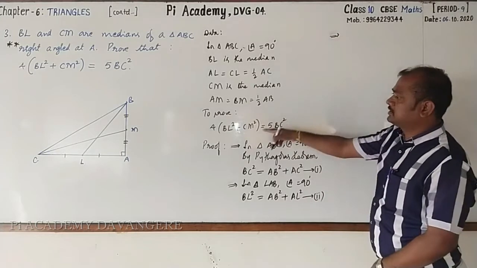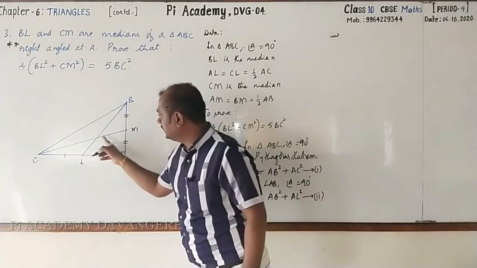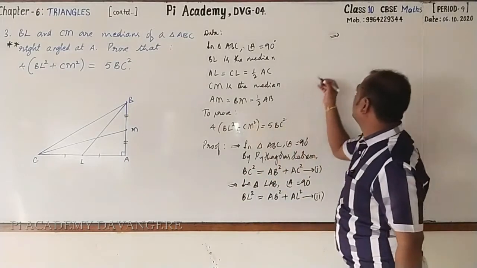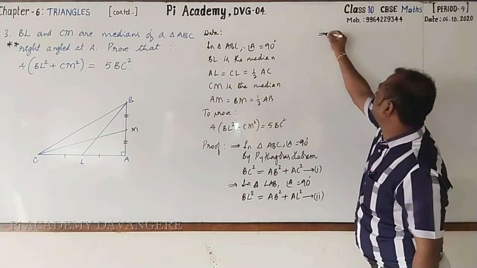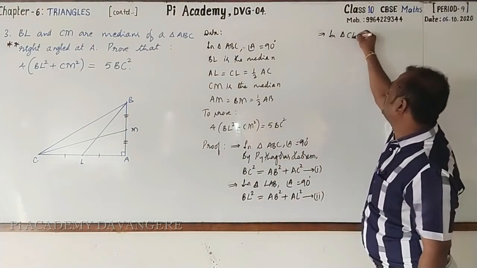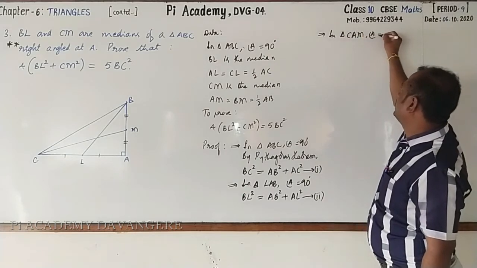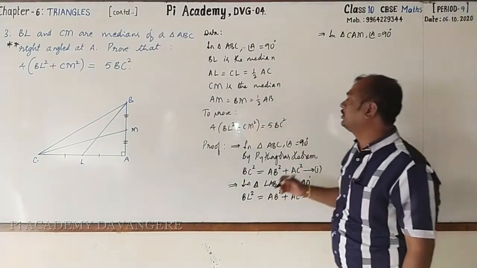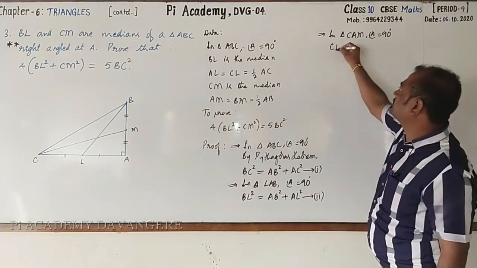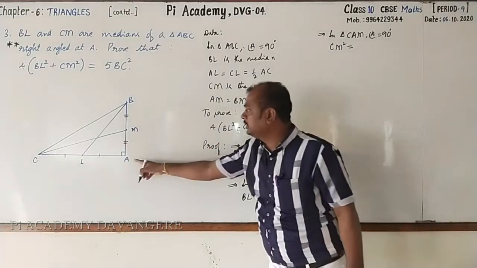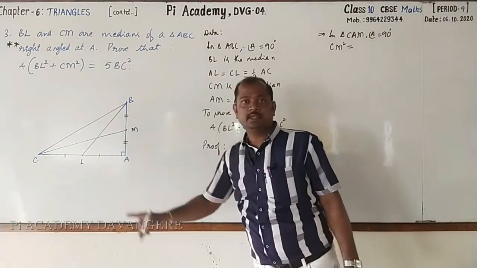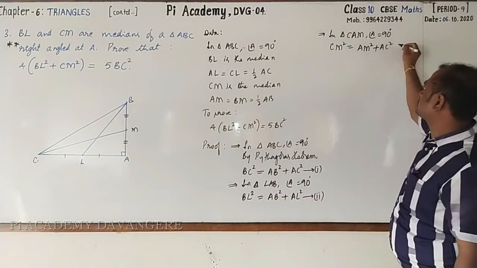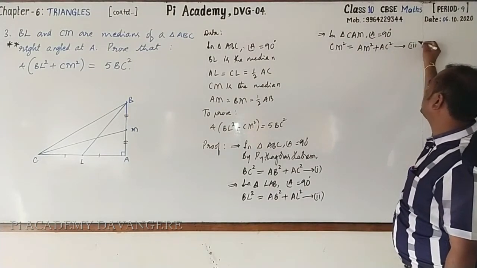Next, one more side, CM. CM is the side of the triangle CAM, right? In triangle CAM, there also angle A is 90 degrees. Use Pythagoras theorem. What is that Pythagoras theorem? It is CM square is equal to AM square plus AC square. Call this statement 3.